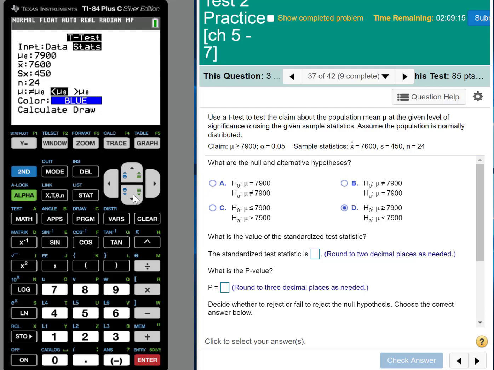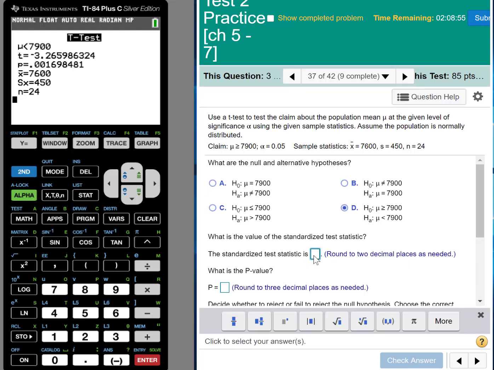Remember, the claim is in the null hypothesis. So our conclusion is not going to have the word support. It's going to have either reject or fail to reject. Calculate. T is -3. The standardized test statistic T is -3 point, how many decimals? 2 decimal places he wants. So -3.27. What's the p-value? The p-value is 0. How many decimals? 3. So 0.002.